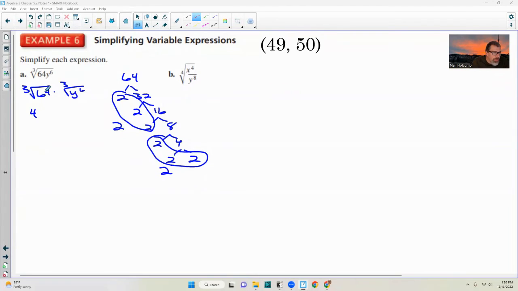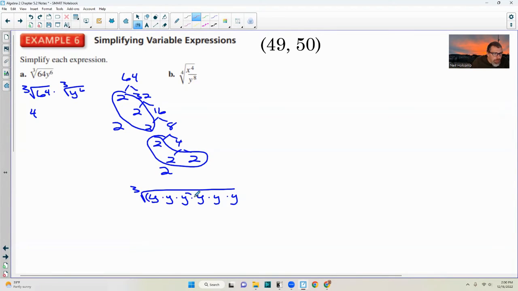Okay, so the cubed root of 64 is 4. So we're partly done. Now we just have to focus on y to the 6. Now remember, we need 3 of something, like I showed you in this factor tree, to become 1 outside. So the cubed root of y to the 6 is y times y times y times y times y times y. Y to the 6 just means y times itself 6 times.